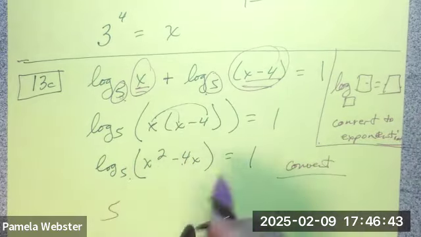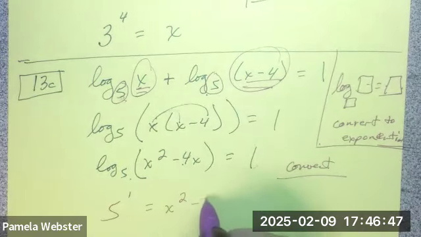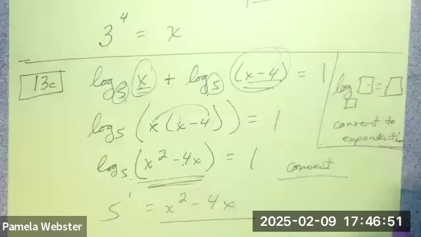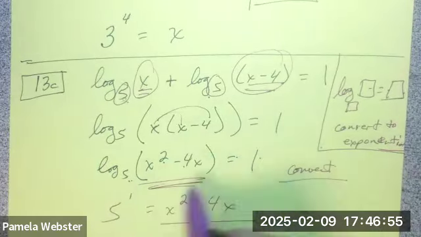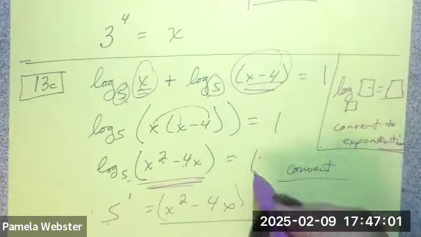The base is a 5, the exponent is a 1 equals x squared minus 4x. All of this is the answer, right? Log, base, answer equals exponent. So I rearrange: base to the exponent equals whatever that answer stuff is. It's all together.